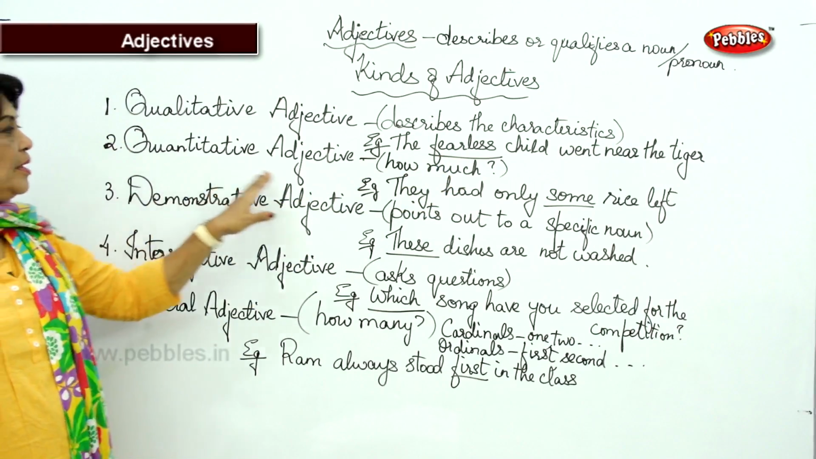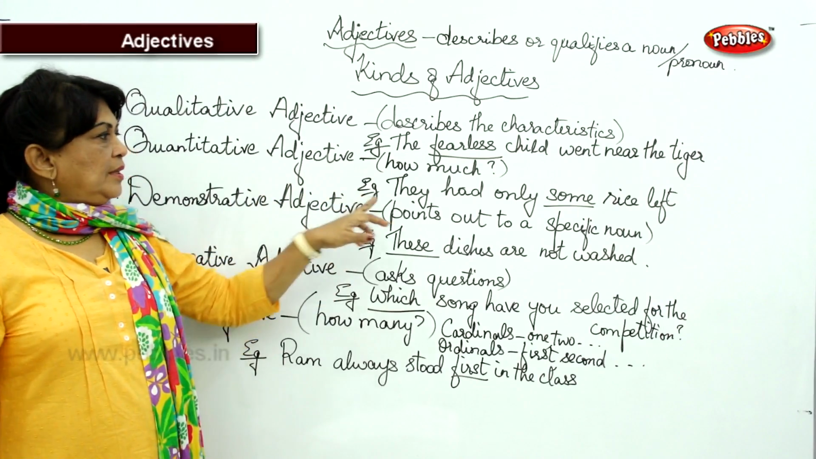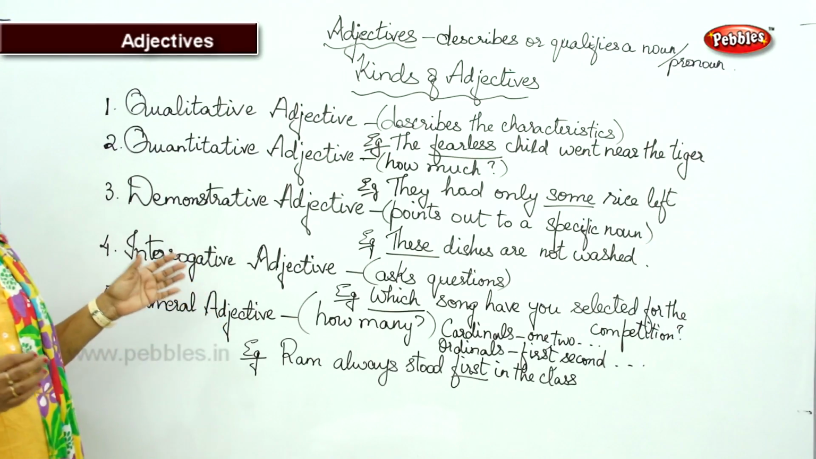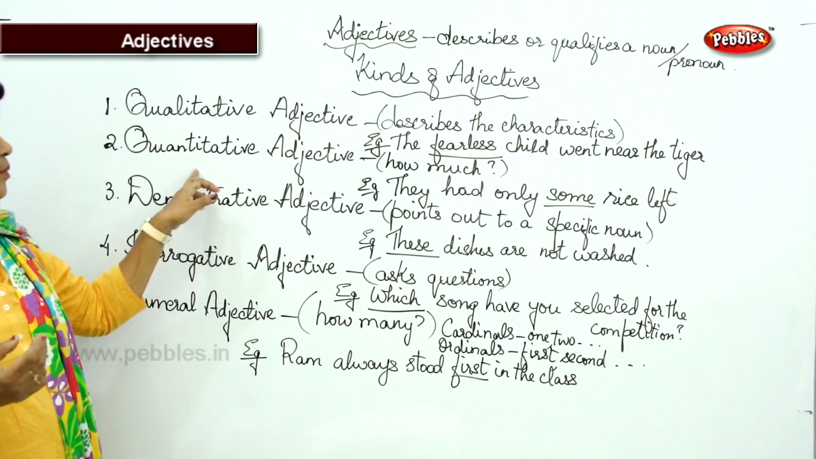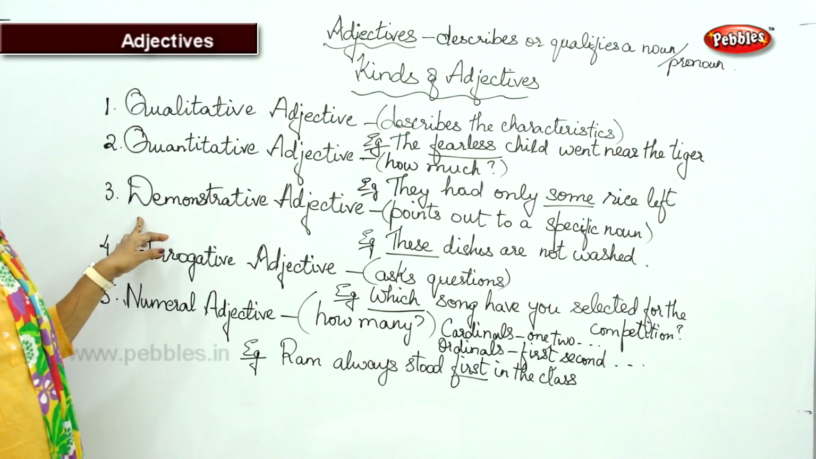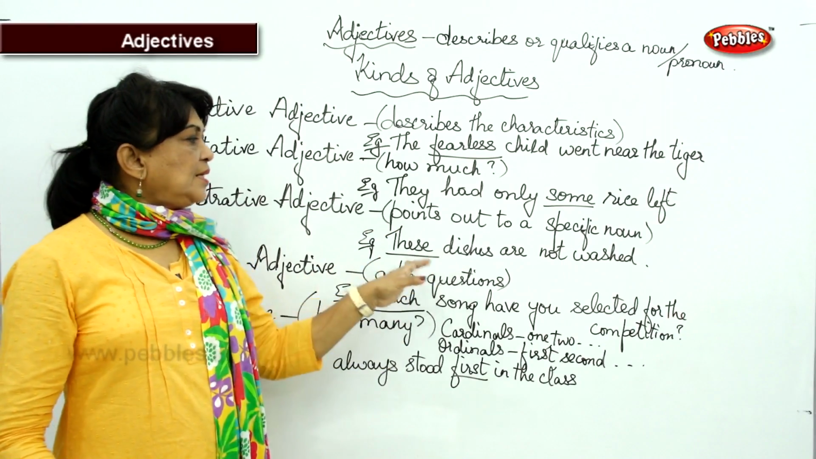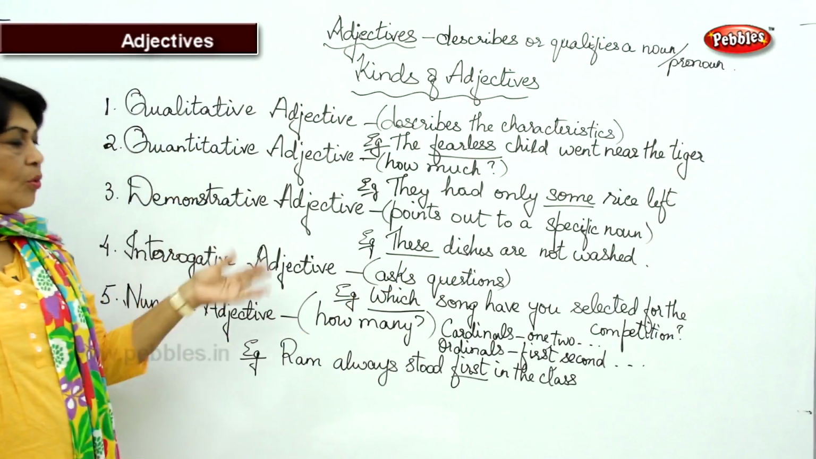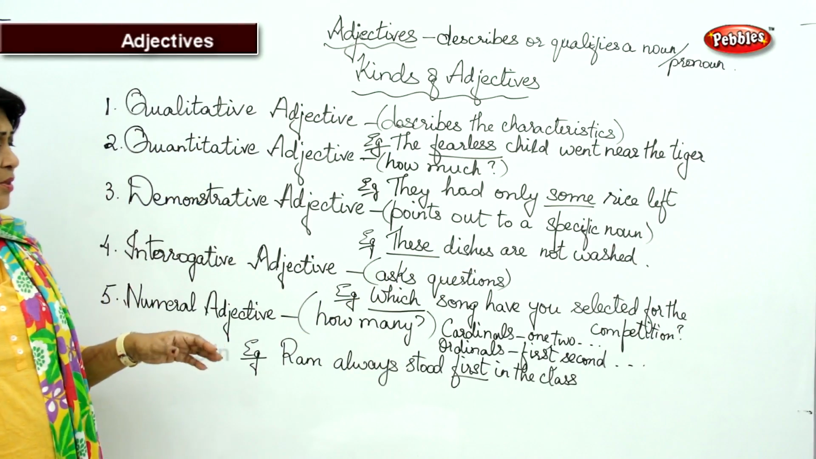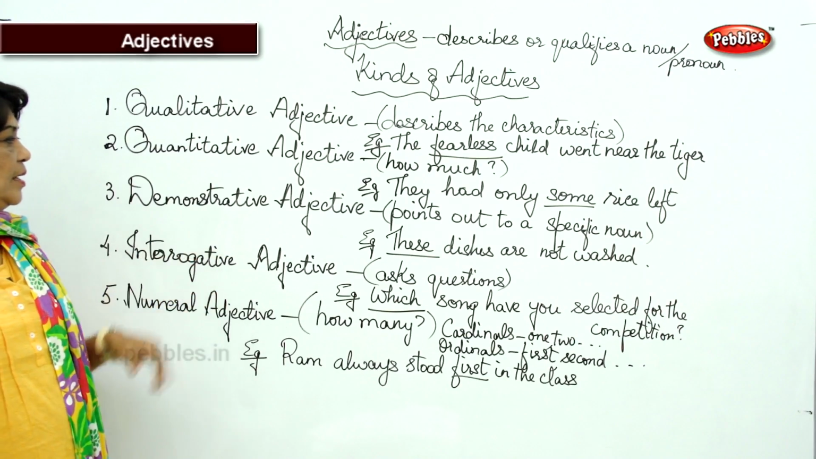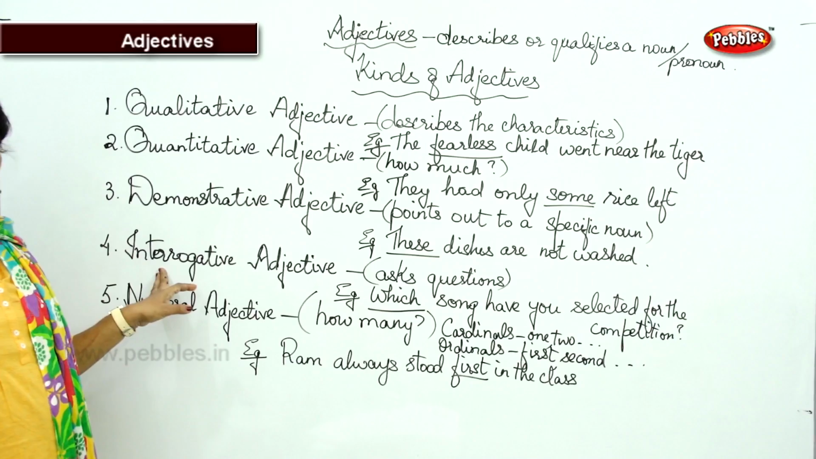Next one, quantitative adjective, how much? They had only some rice left. Some, much, many, all this will come under quantitative. Demonstrative adjective points out a specific noun. These dishes are not washed. Those are the ones which are washed. So these, those, this, that, all these are demonstrative adjectives.